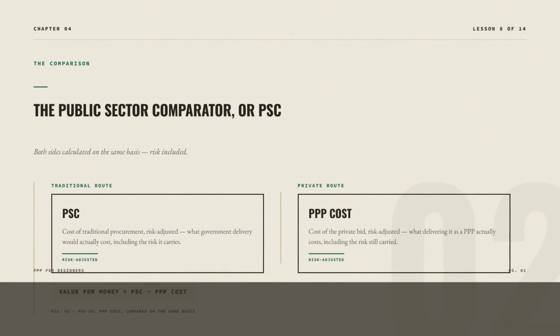The Public Sector Comparator, or PSC, is a cost estimate of what the same project would cost if the government delivered it through traditional procurement, including the risk the government would carry in that scenario. That number gets compared against the actual or projected cost of delivering it as a PPP, including the risk the government still carries there. Value for money is the gap between the two, once both are calculated on the same basis.